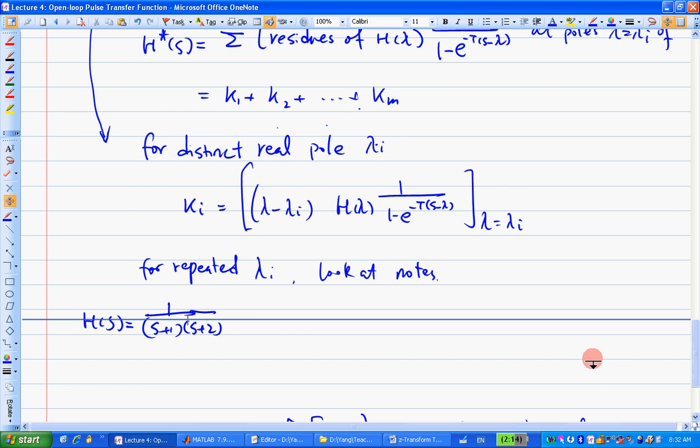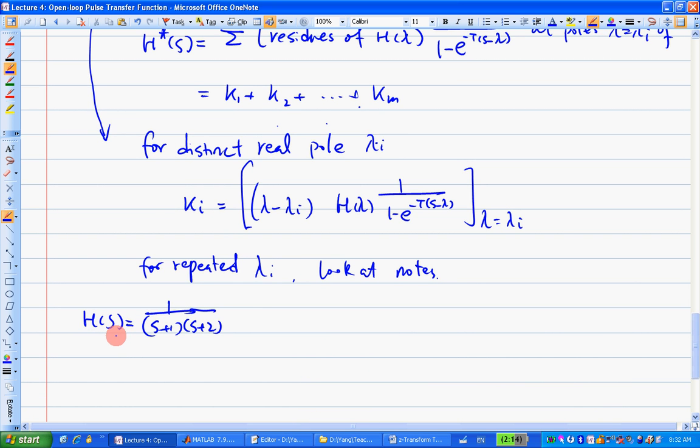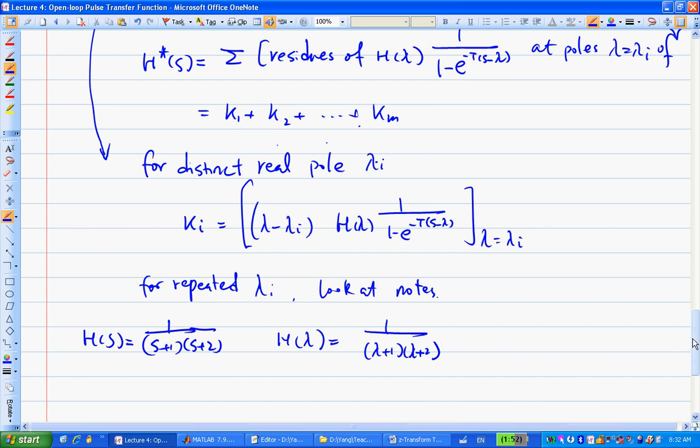So let's say this is my H of s here. What do we do first? We write that using lambda. Is that good? Yeah. So then we apply the formula here. If you look at this H of lambda, what do we have? We have 2 poles here, 2 distinct real poles. One is -1, the other is -2.